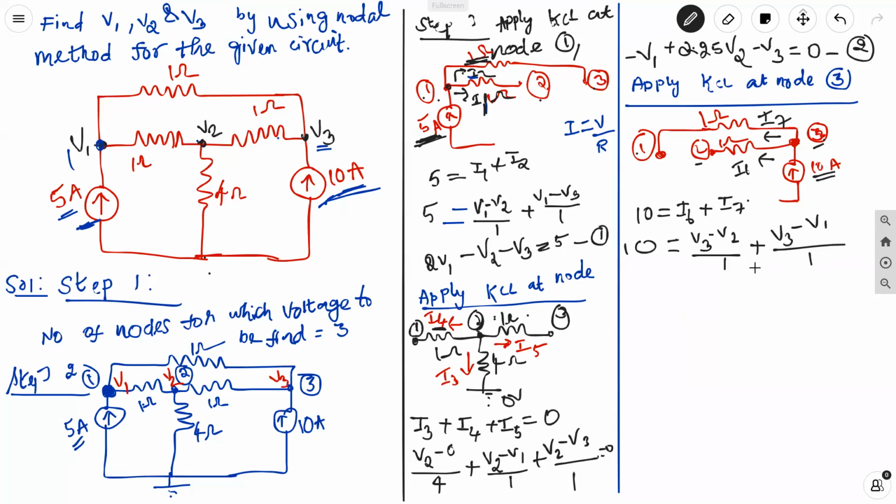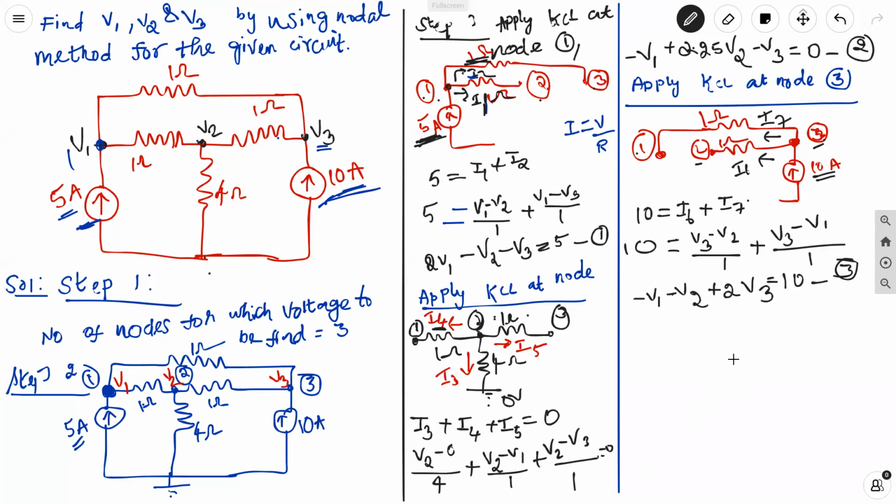Now simplify this expression and write it in terms of V1, V2, V3. Only one V1 term is there, so minus V1, and only one V2 term, so minus V2. And V3 terms, there are two, V3 plus V3, 2 V3, which is equal to 10. So this is equation number 3. These are all the 3 equations derived by applying Kirchhoff's current law at node 1, node 2, node 3 respectively.